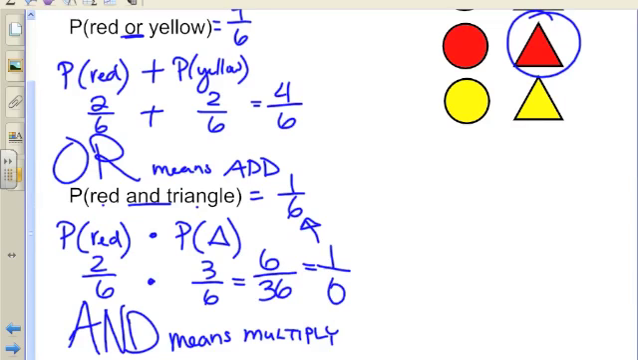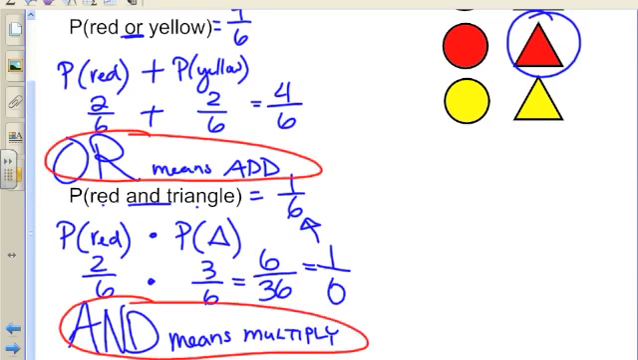So if I could ask you to memorize 2 things in this unit, these would be the 2 things. Or means add, and means multiply. Or means add, and means multiply. Now, the rules that I'm showing you are simple, and they do only work in certain circumstances. And we'll get more into that in Chapter 15.